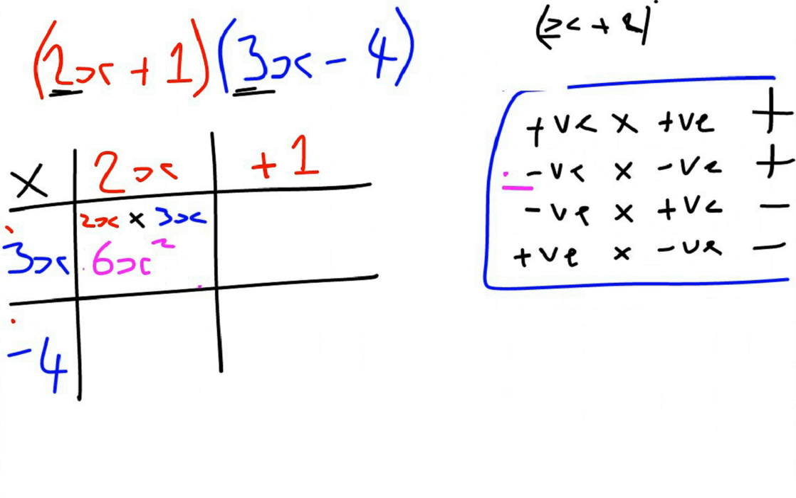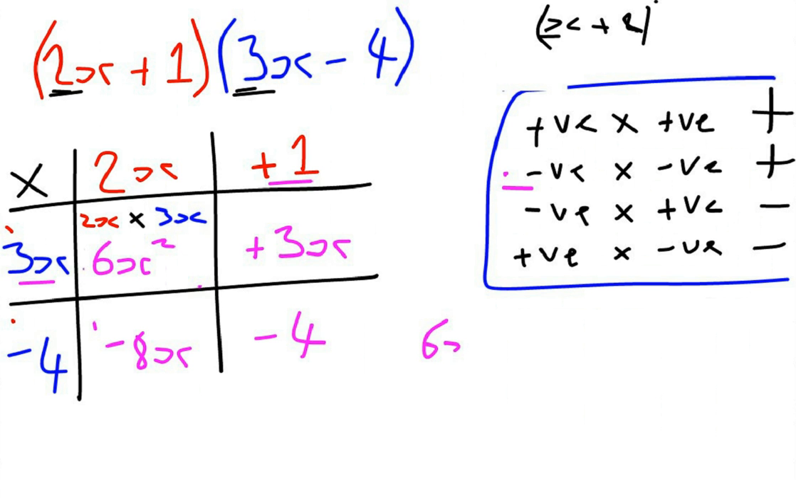Okay, in the other boxes I'm just going to do plus 1 times 3x, that gives me plus 3x. In this box here we're doing negative 4 times 2x, gives me minus 8x. And finally in this bottom right hand box we are doing minus 4 times positive 1. Remember, a minus times a positive gives me a minus, so we're going to take away 4.